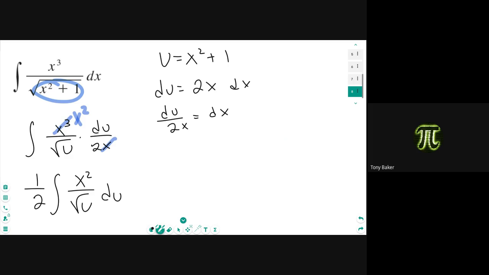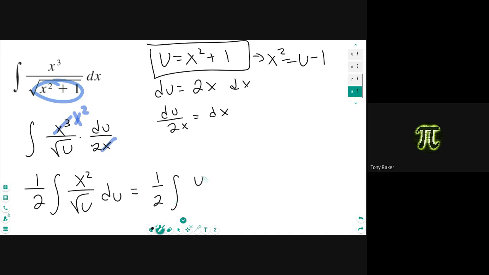What did I say before? We can't have any x's. They'll have to be replaced. So this is what I said. You weren't so far off. What's x squared equal? If I solve that for x squared, what do I get? So I can change this to (u minus 1) over u to the 1/2 du. No more x's.